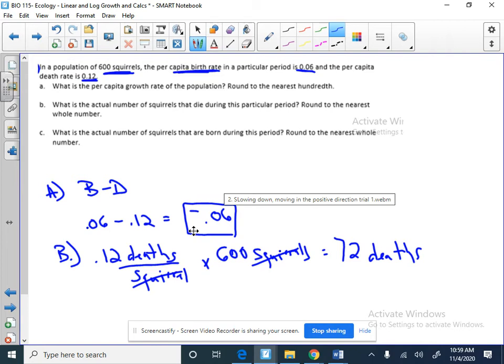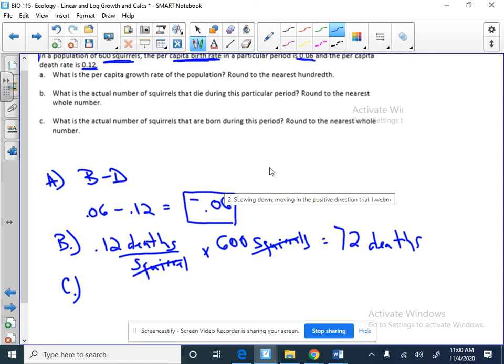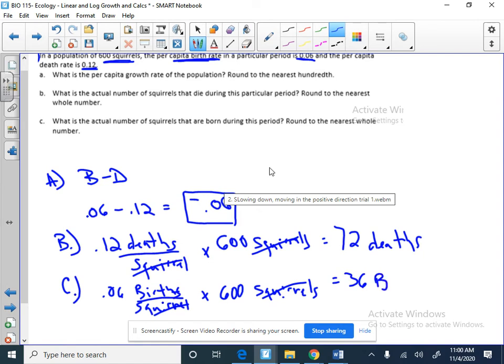What is the actual number of squirrels that are born? Okay, well, we know that the birth rate for our squirrels is 0.06. This is also called the natality rate. Births per squirrel. And we'll multiply that by 600 squirrels, because our population is 600 squirrels. Squirrels cancels. It should be half of our death rate. Okay, so that is just a simple calculation example for you.